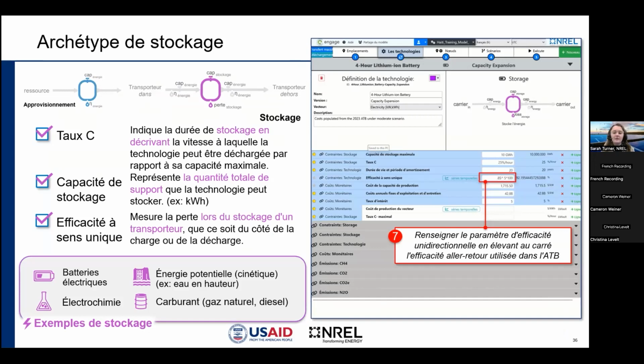The final constraint we'll want to add is the one-way efficiency parameter. We will use the assumptions from the ATB for our model, which assumes a round-trip efficiency of 85%. The one-way efficiency parameter is a technological constraint that measures the loss in storing a carrier for a period of time, whether that's on the charging side or discharging side for our battery.